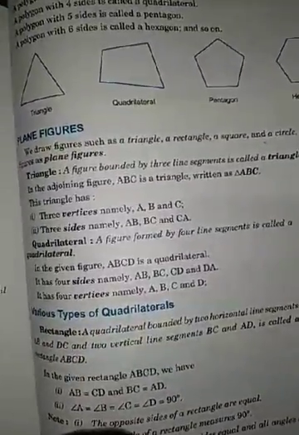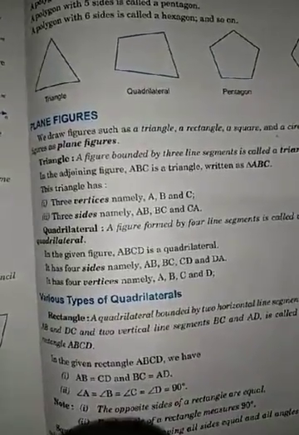A simple closed curve formed of three or more line segments is called a polygon. The line segments which form a polygon are called sides. The point at which two adjacent sides of a polygon meet is called a vertex of the polygon.